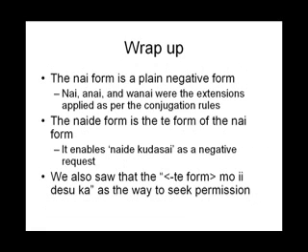Let us wrap up what we learnt in this lesson. The nai form is the plain negative form. Nai, anai, and wanai are the endings of the nai form verbs as per the conjugation rules. Naide is the te form of nai. This is popularly used for forming negative requests. We saw some examples of such popular negative requests. We also clarified between request and seeking permission. The te form mo ii desu ka is the popular way of seeking permission.